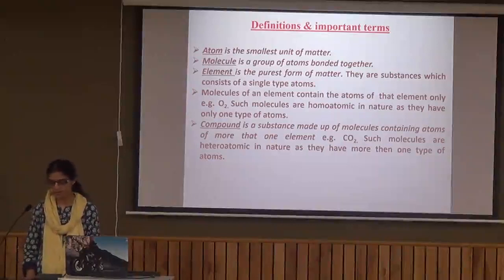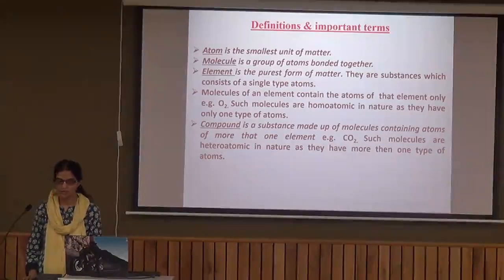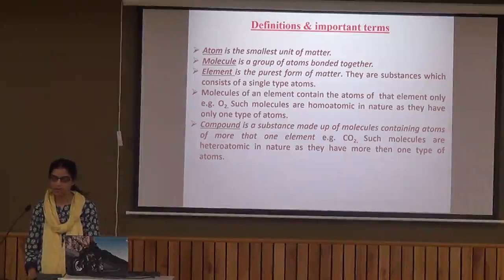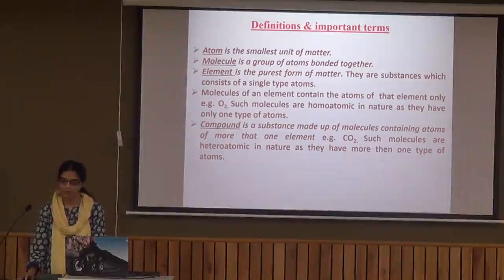the matter classification. First is atom, the smallest unit of matter. Then we have molecule, which is a group of atoms bonded together. Then we have element, which is actually the purest form of matter, and it consists of atoms of a single type only. Then we have molecules of matter of two types, like molecules of element and molecules of compound.